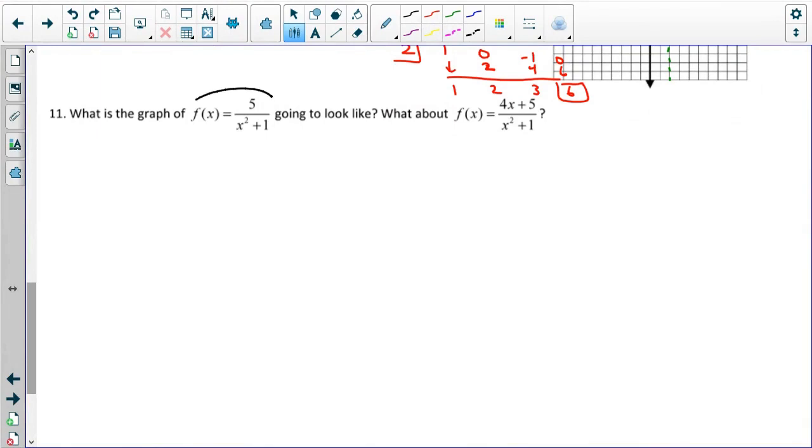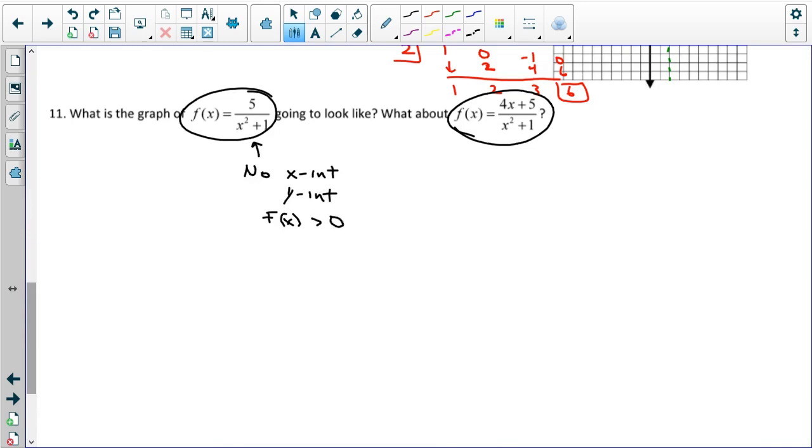What is the graph of this going to look like? And what about this one? A couple things to note before we show the graph on Desmos. Notice that there are no x-intercepts because the numerator will never be 0. There are no y-intercepts because the denominator will never be 0. And f of x is always greater than 0 because no matter what you plug in for x, the denominator is always going to be positive and the numerator is always 5.